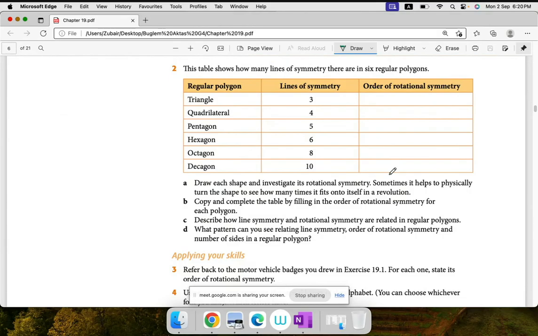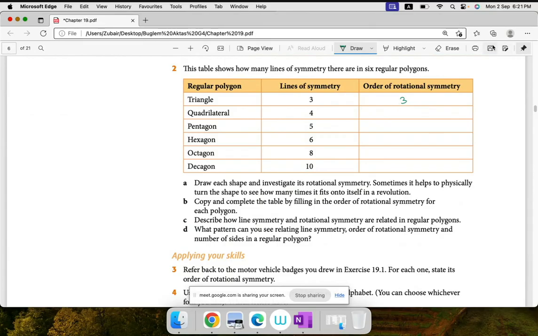This table shows how many lines of symmetry are in 6 regular polygons: triangle, quadrilateral, pentagon, hexagon, octagon, decagon. We have to discuss the order of rotational symmetry. For triangle, what would it be? 3. That's right, 3.